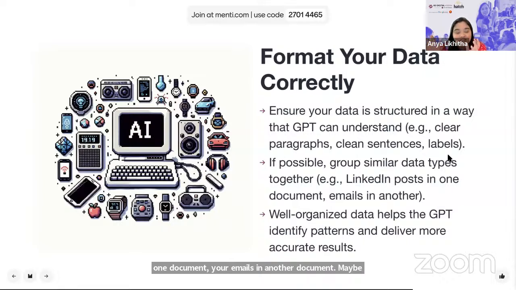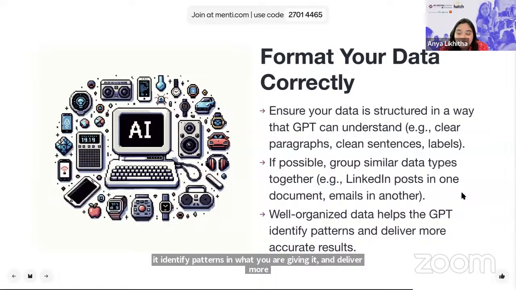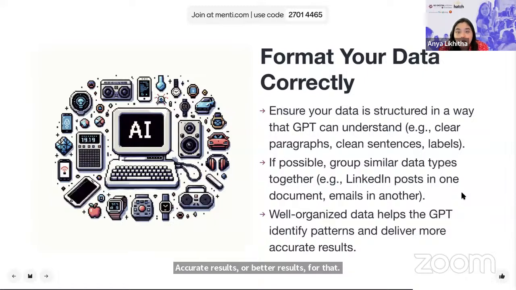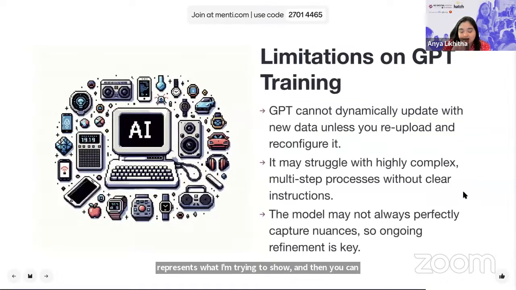So it really understands that all of that is you, but they're all different data types that are grouped together. This helps it identify patterns in what you are giving it and deliver more accurate, or better, results. And identify the ones that can really be a good data point, where you're like, yeah, this one really represents what I'm trying to show. Then you can feed that to ChatGPT in the structured data.